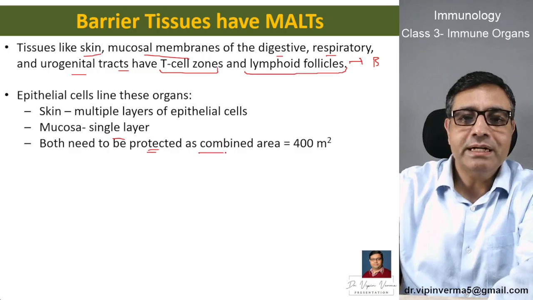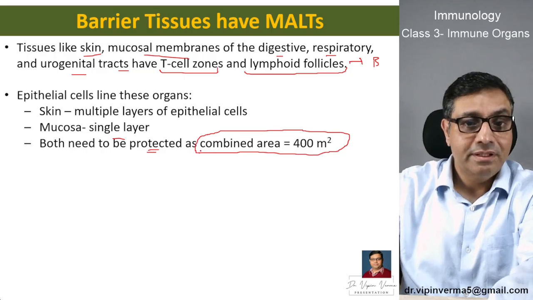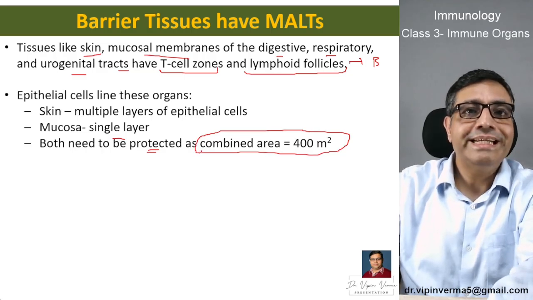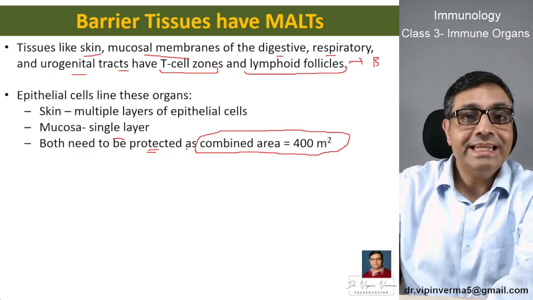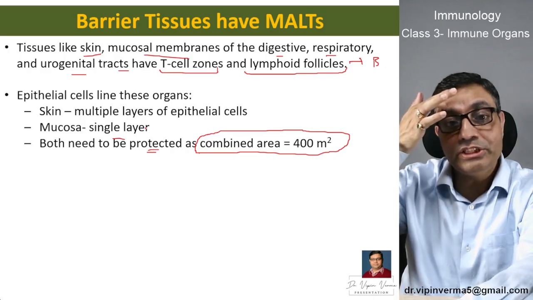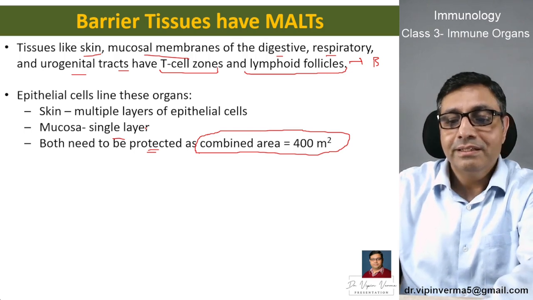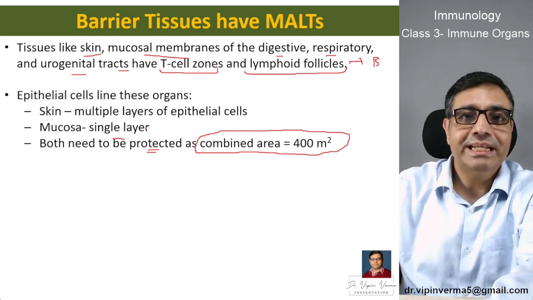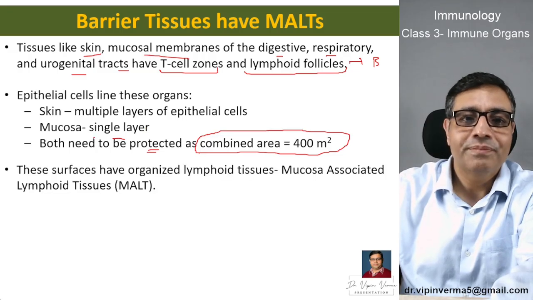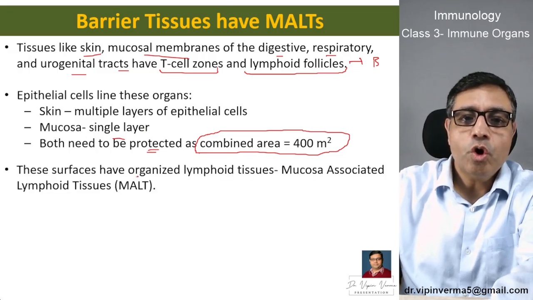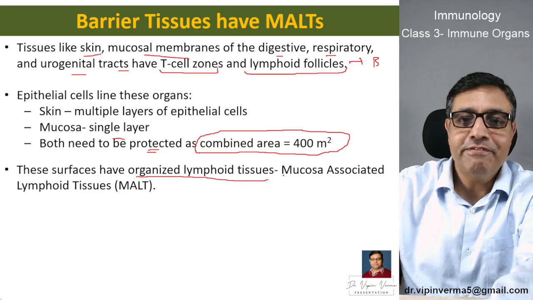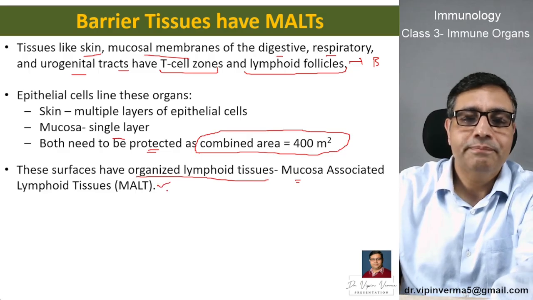Why? Because if you see the combined area, it is around 400 square meters. So that is the size of a football stadium. That much area is there if we combine the skin and mucosa in an average adult. So now you can understand that we need to protect it. Otherwise, the antigens will immediately breach and start destroying our tissues. So these surfaces have organized lymphoid tissues, and we call them mucosa associated lymphoid tissues or MALT.